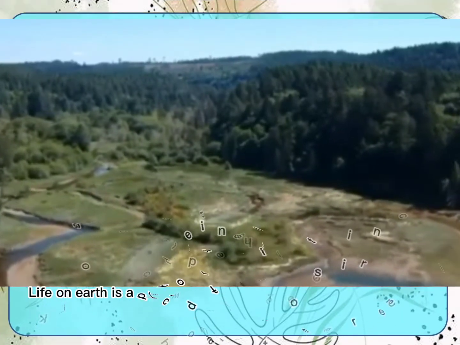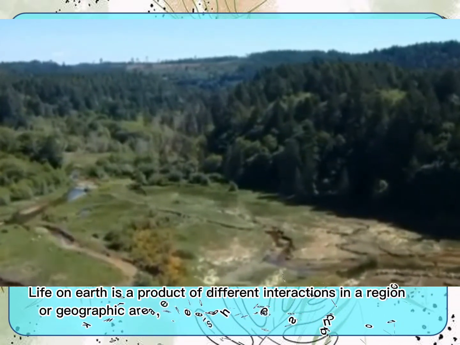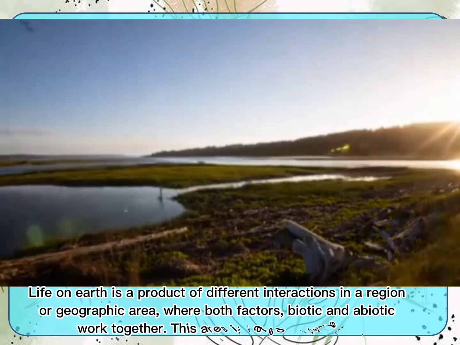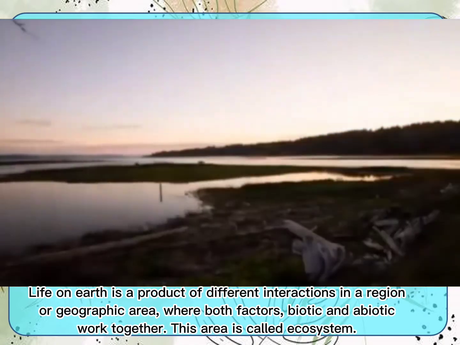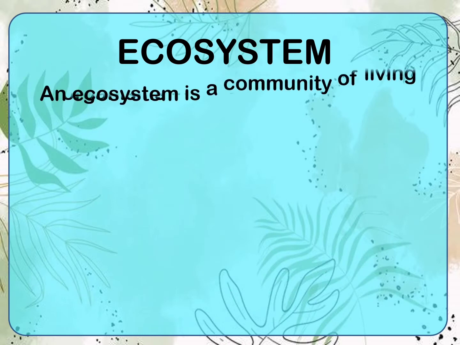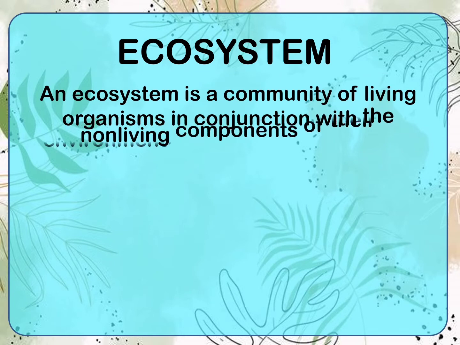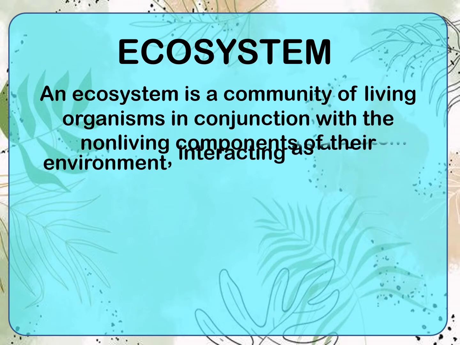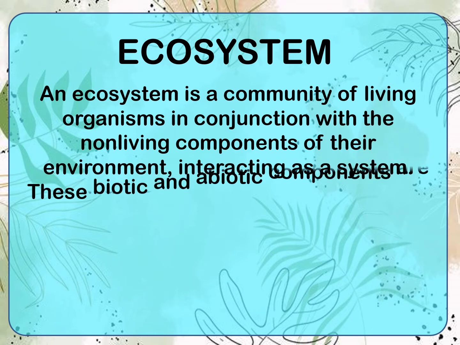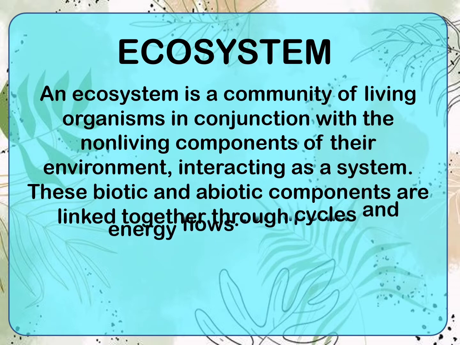Life on Earth is a product of different interactions in a region or geographic area where both factors, biotic and abiotic, work together. This area is called ecosystem. An ecosystem is a community of living organisms in conjunction with the non-living components of their environment, interacting as a system. These biotic and abiotic components are linked together through cycles and energy flows.